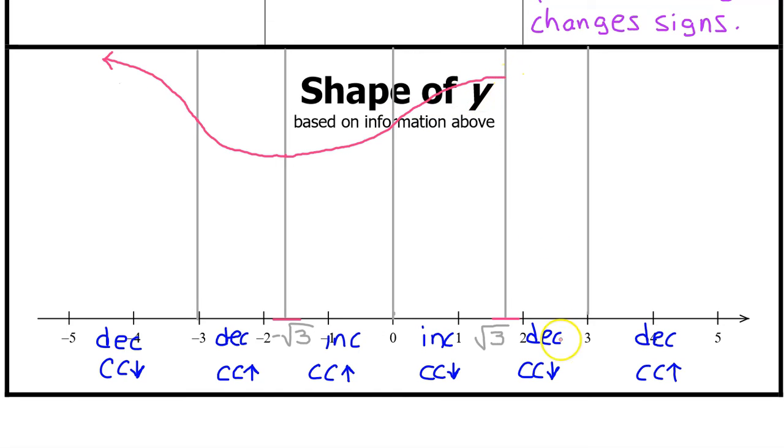In the next interval, y is decreasing and concave down. So here we go, decreasing and concave down. In the last interval, y is decreasing but concave up. So we finish it off decreasing and concave up.